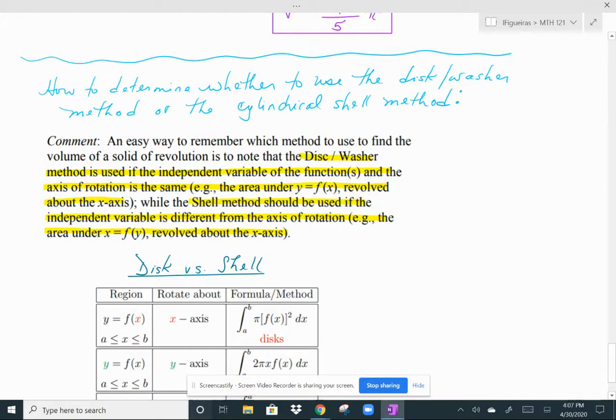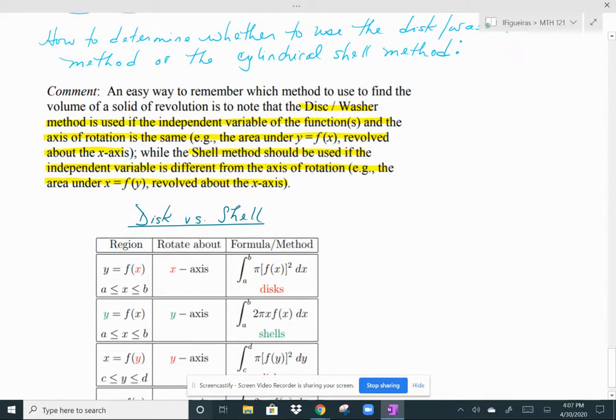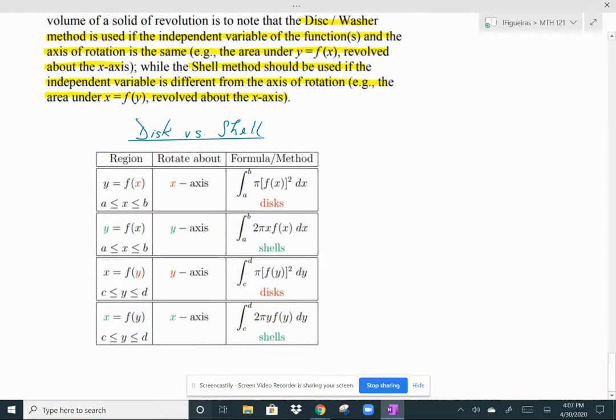With the shell method, you should use that if the independent variable is different from the axis of rotation. So in other words, if your function is defined in terms of y and you're rotating around the x-axis, then that would be the most straightforward way to evaluate that volume. So here's just a little chart to help you keep that in mind.